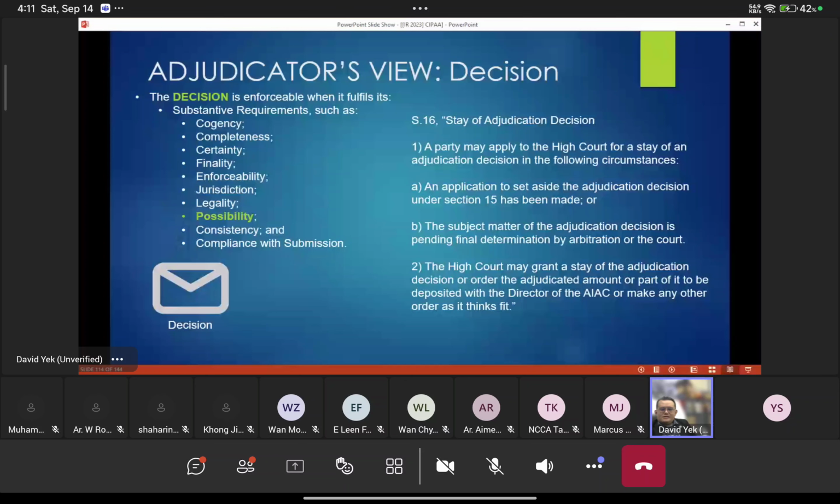Okay, so the High Court may grant the stay of the decision or payment of part of it, and make any other order if it thinks fit. So this is a wider discretionary limit for the courts to decide.